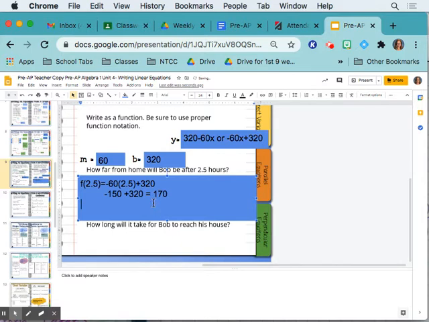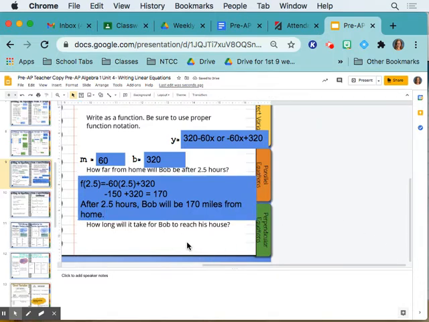Okay, how can we write this answer in words? After 2.5 hours, Bob will be 170 miles from home. Okay, how long will it take him to reach home?